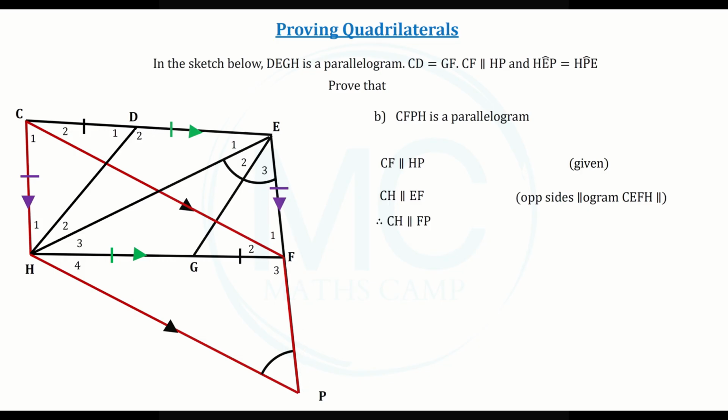On our diagram, let's put a purple arrow down here as well. Now in CFPH, we know that CF is parallel to HP, and we know that CH is parallel to FP. So we can say that CFPH is a parallelogram because two pairs of opposite sides are parallel.